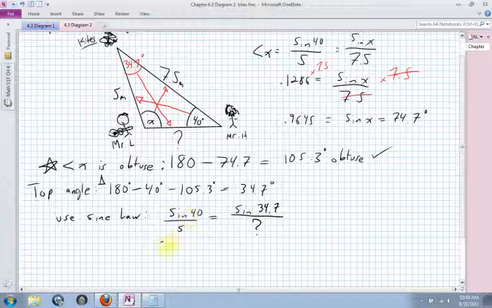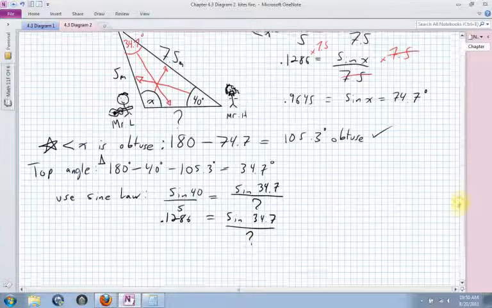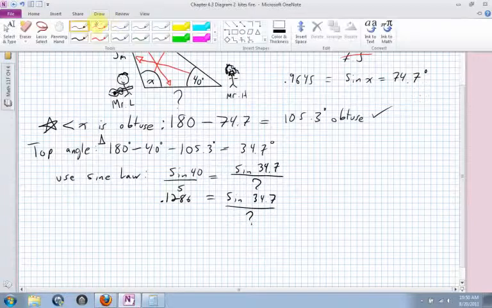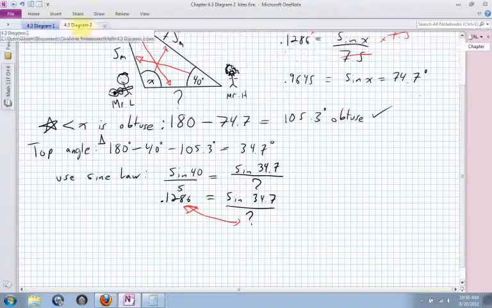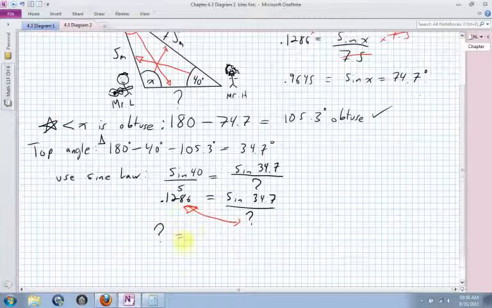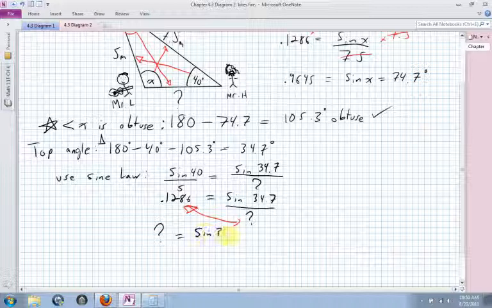We've done this one a lot of times. It's 0.1286, which is equal to sine of 34.7 over question mark. Again, when I'm solving these things, I switch the places, or just remember that you have to divide, but it kind of helps you to know what to divide by what. So that means my question mark is equal to sine of 34.7 divided by 0.1286.